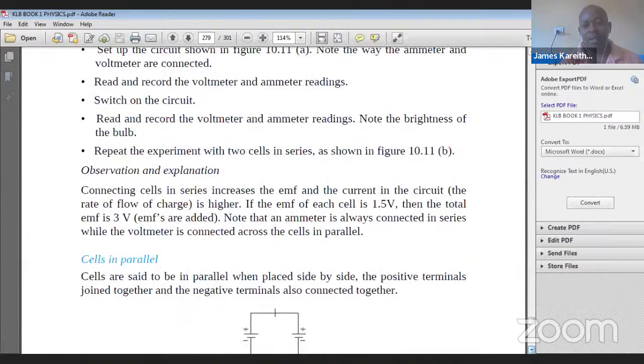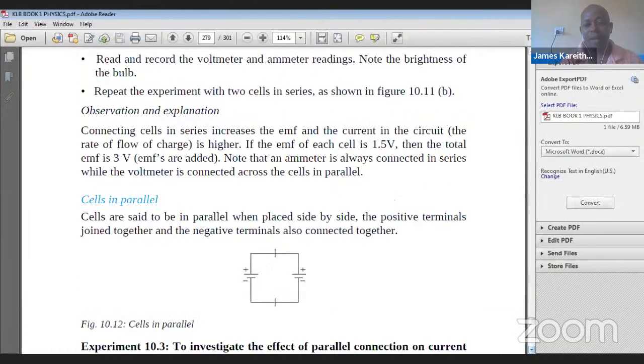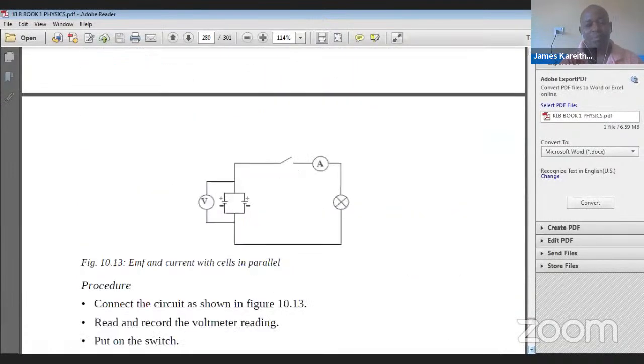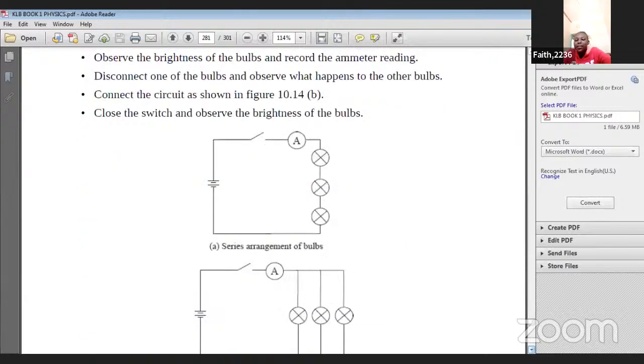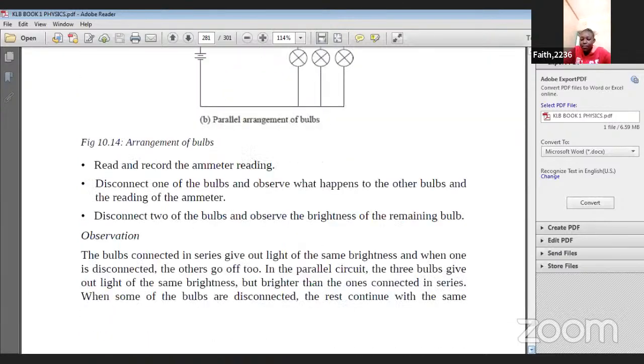Faith 2236, another good example of an electrolyte. Sodium chloride solution. Remember sodium chloride in solid form is ordinary salt, table salt. But sodium chloride solution is sodium chloride when it is put in water, so it becomes a solution. Those are examples of good electrolytes.